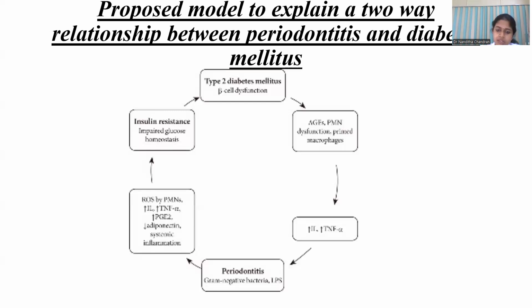Even though insulin production is normal, resistance to insulin action will occur because of the role of these inflammatory mediators. And once insulin resistance takes place, the patient automatically develops type 2 diabetes. Now, how does it work the other way, from diabetes to periodontitis?